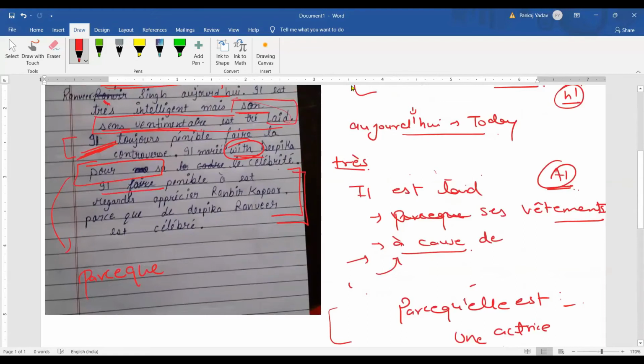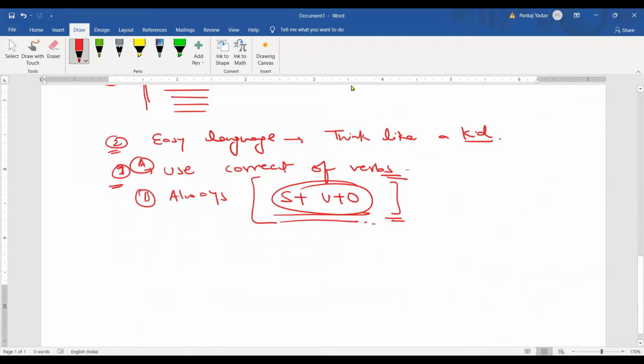Right, il est pénible. Être, verb. All right. So always remember subject plus verb plus object. If you lose this, you will lose marks.